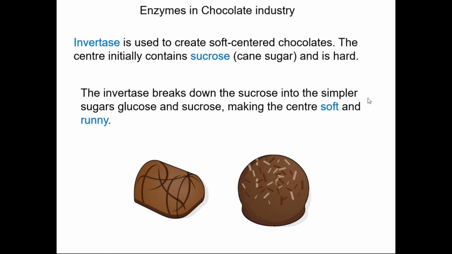So the applications of enzymes in the food industry are numerous. There are numerous enzymes. I may not have covered all the enzymes. I've tried to cover as many as possible.